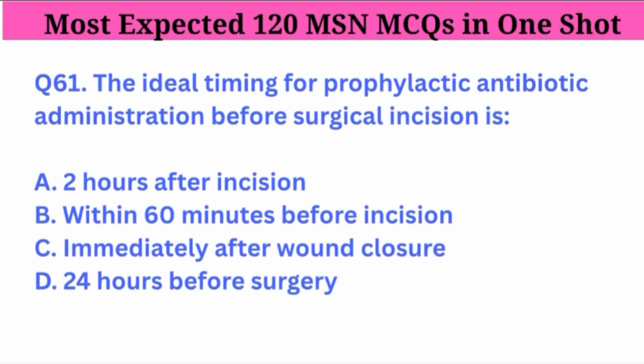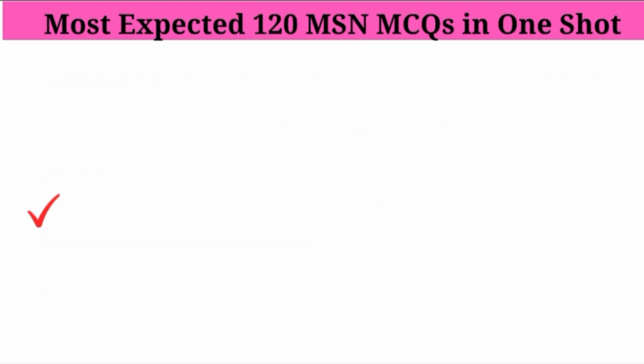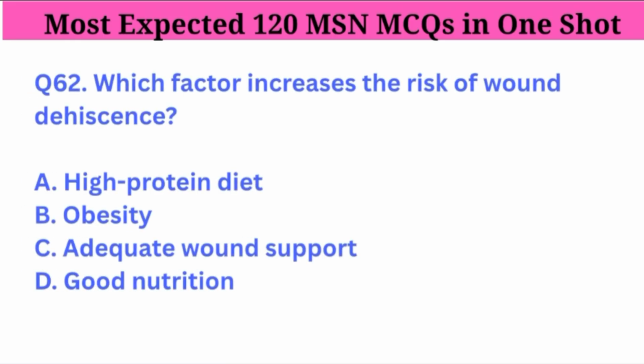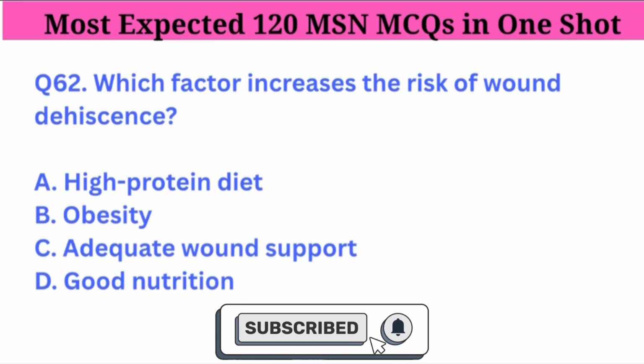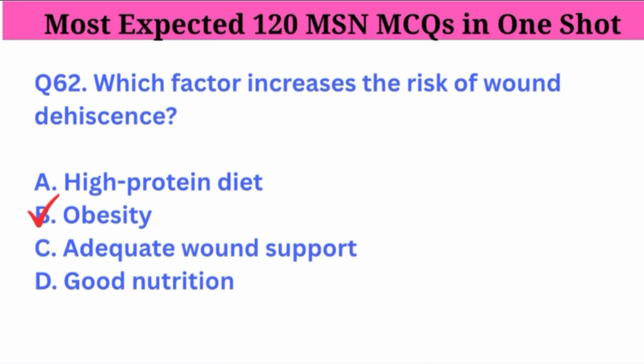The ideal timing for prophylactic antibiotic administration before surgical incision is. Your correct answer is option B, within 60 minutes before incision. Which factor increases the risk of wound dehiscence? Your correct answer is option B, obesity.